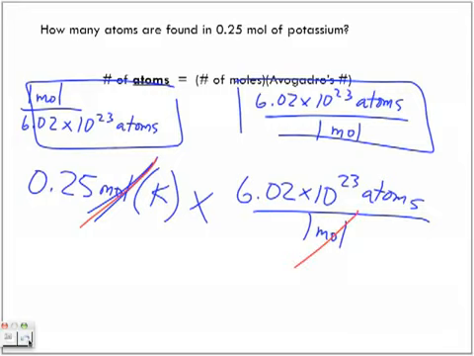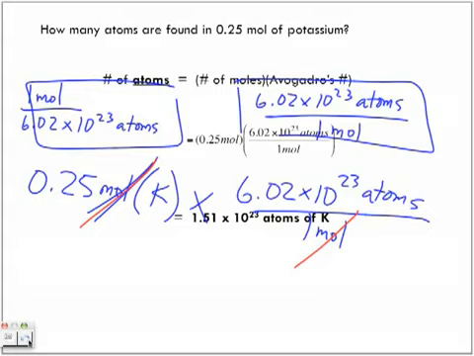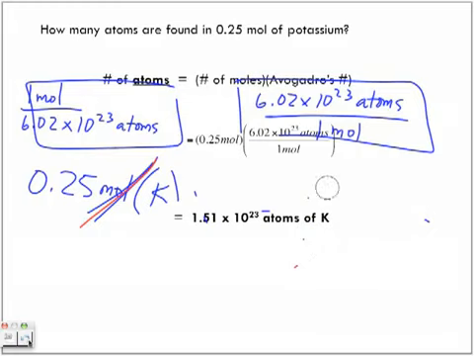So all we're doing, just like the equation showed us, we take the number and we multiply it by 6.02 times 10 to the power of 23. Okay. And that's what we end up doing there. And there's my answer. So once you've multiplied all this together, that's what you get in terms of the number of atoms of potassium. Okay, 1.51 times 10 to the power of 23.